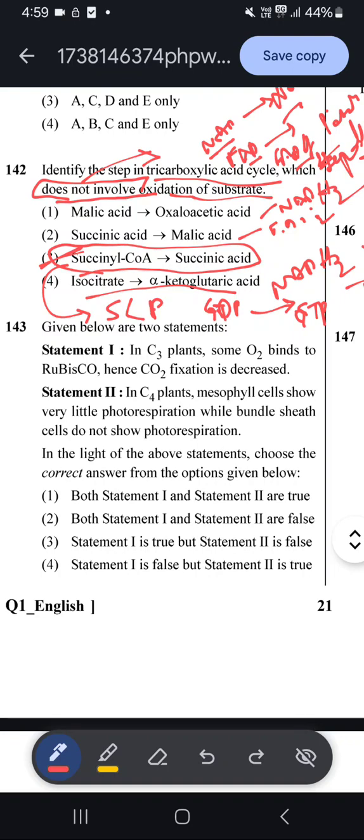And given below are two statements. In C3 plants, some oxygen binds to Rubisco and hence carbon dioxide fixation is decreased. Oxygen and carbon dioxide compete for getting fixed by the Rubisco enzyme. So oxygen gets fixed by the Rubisco enzyme so that carbon dioxide will not bind to it, and then the C3 cycle takes place.